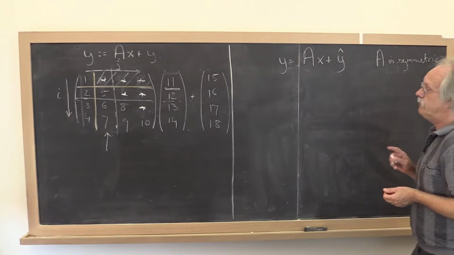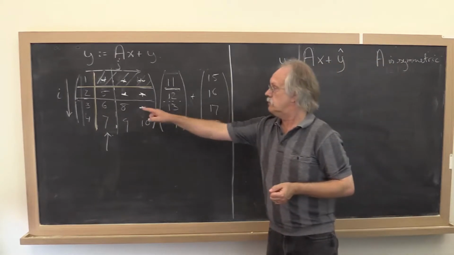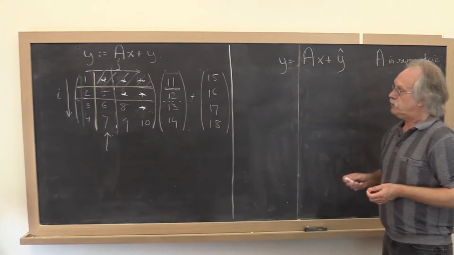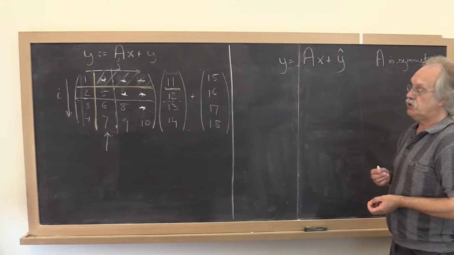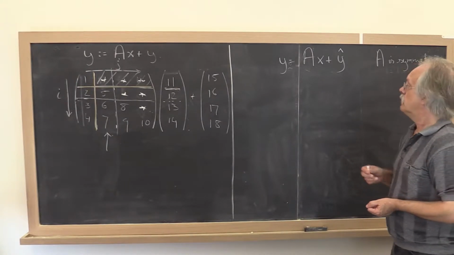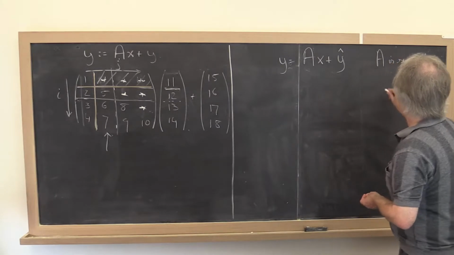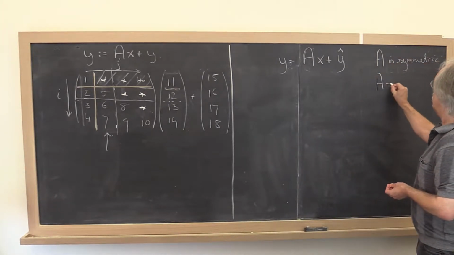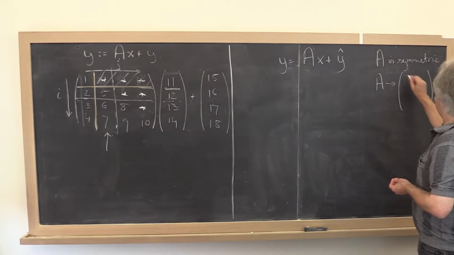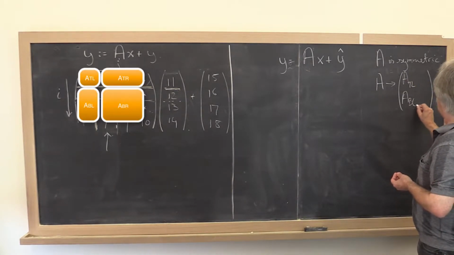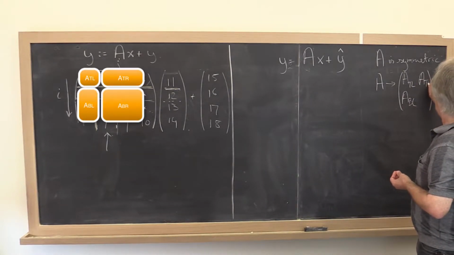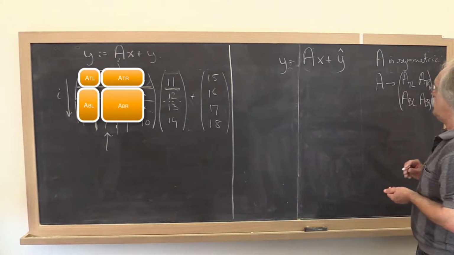All right. On the left here, the picture there motivated us to say maybe matrix A should be partitioned into quadrants. So let's take our matrix A and let's partition it into quadrants. Okay?